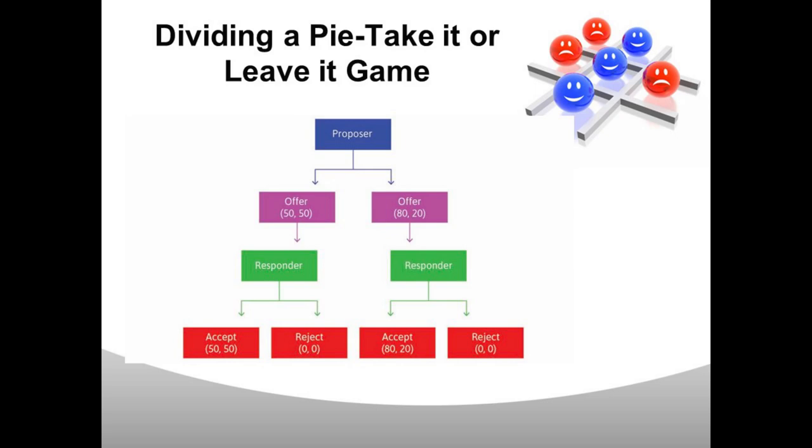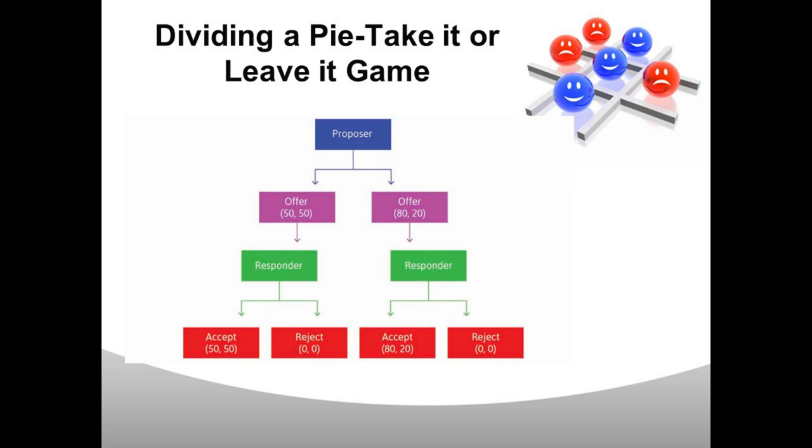Then the respondent has the choice to accept or reject. The payoffs are shown, so it is clear that there is one proposer and one responder. The proposer offers either 50-50 or 80-20. That is actually reciprocated by the responder. If the responder accepts, then they get 50 and the proposer gets 50. So 50-50 is the chance. If they reject, both get nothing.